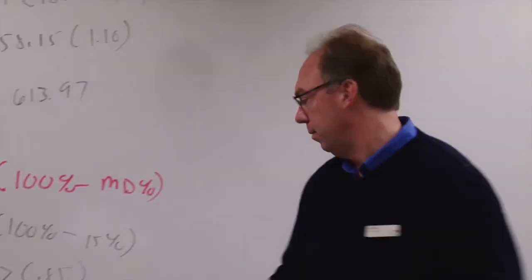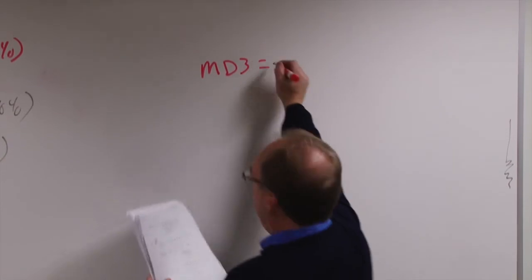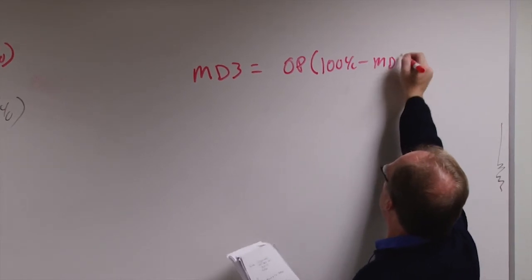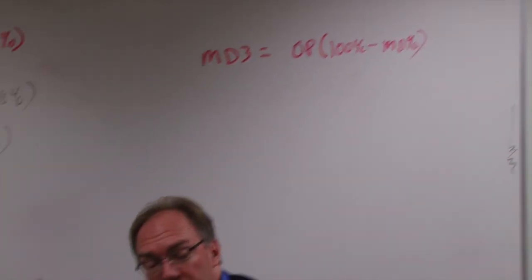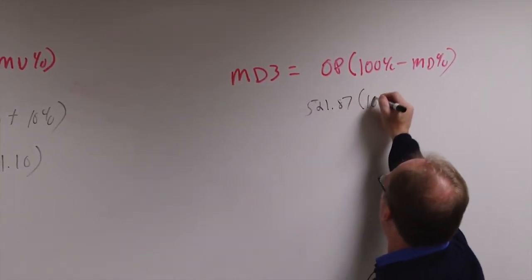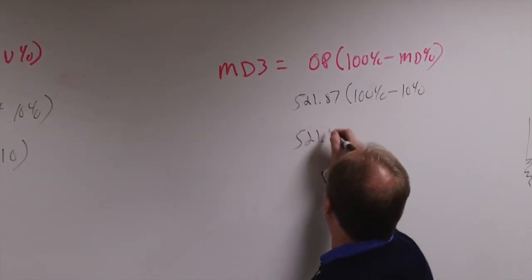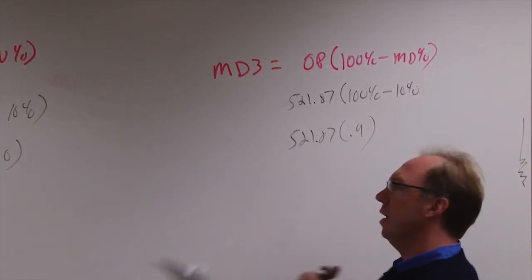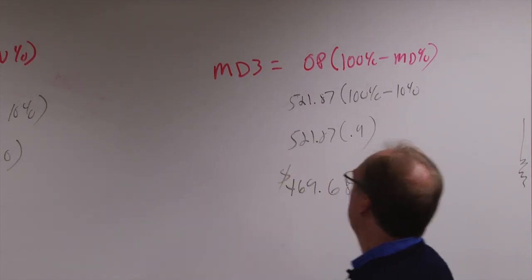Now we've got the final markdown, and I'm going to call this markdown 3. And again, it's the original price times 100% minus the markdown percentage. The original price comes back to the last price that we figured out, which in this case is $521.87. 100% minus the markdown percentage given to us is 10%. So this becomes $521.87 times 0.9. And so after all is said and done, after the markups, markdowns, and original price, we have a final cost of $469.68.